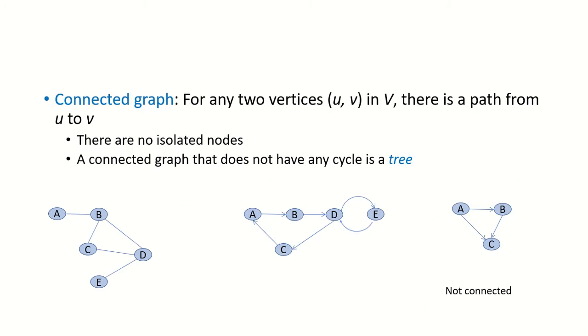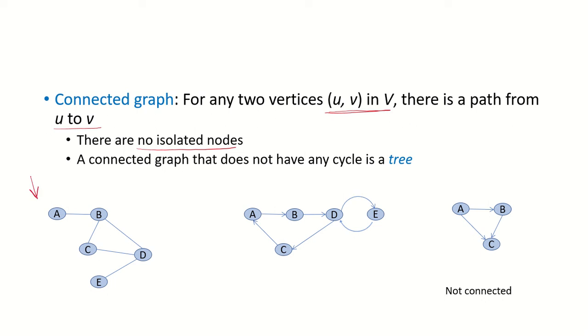Let's come to connected graph. A connected graph is a graph where for any two vertices belonging to the vertex set of the graph, there is a path from vertex U to vertex V. That means there are no isolated nodes. If there was an isolated node, there would not be a path to that particular node, and that would not be a connected graph. For what we mean by an isolated node, you can check my earlier video on graph terminology.